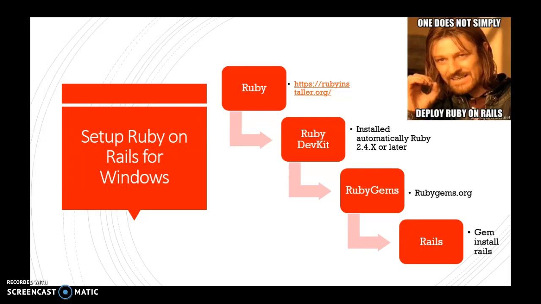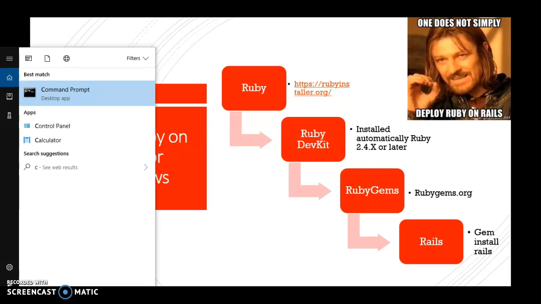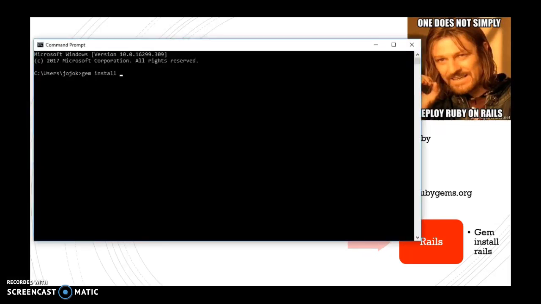RubyGems is Ruby's packaging library that they use for all of the different packages that they would need to run their projects. And if for some reason, when you downloaded Ruby, RubyGems was not installed, you can manually download that by going to rubygems.org. To install the Rails framework, Rails is a Ruby gem. So you would go into the command prompt and type gem install rails. Then when you press enter, that would install all the necessary Ruby gems in order to run the Ruby on Rails framework.